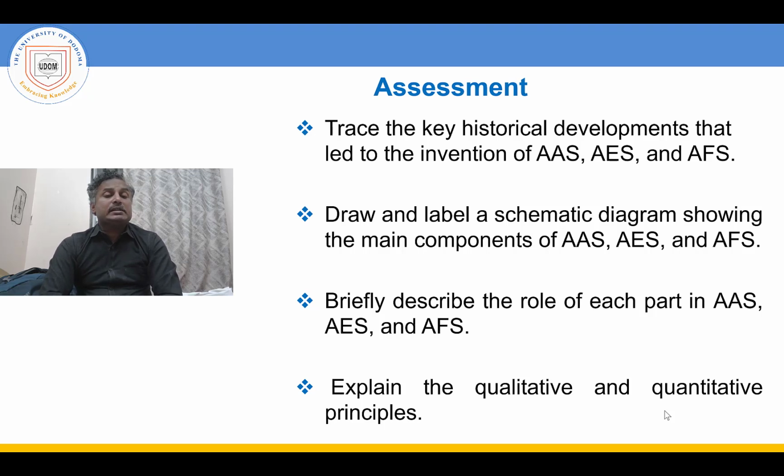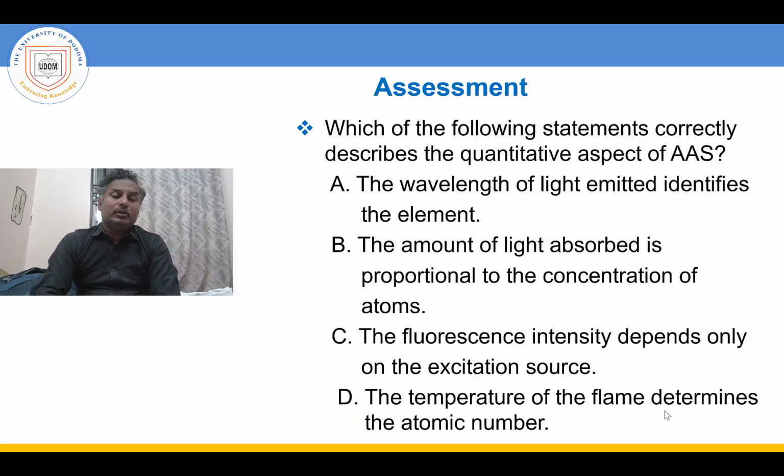So, based on today's lesson, I am also going to give you certain questions. So, you need to answer these questions. Trace the key historical developments that led to the invention of AAS, AES, and AFS, three instruments. Draw and label a schematic diagram showing the main components of these three instruments. Briefly describe the role of each part of these three instruments. Of course, all the parts are very common, but there are little differences which you will be learning in the next session. Explain the qualitative and quantitative principles. And I have also one objective question. You need to answer this question and also submit it to me by tomorrow.